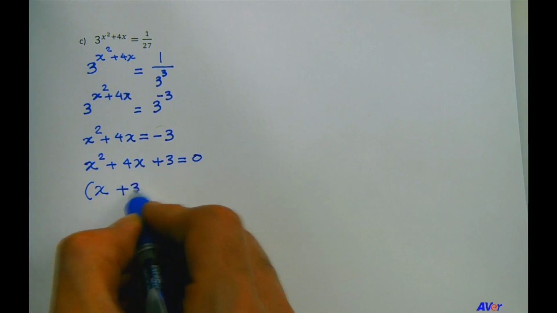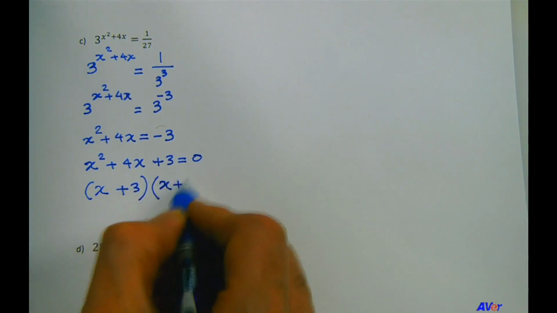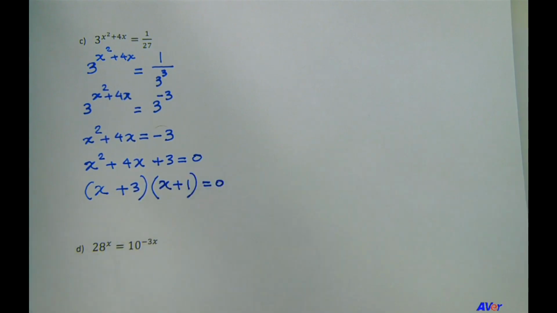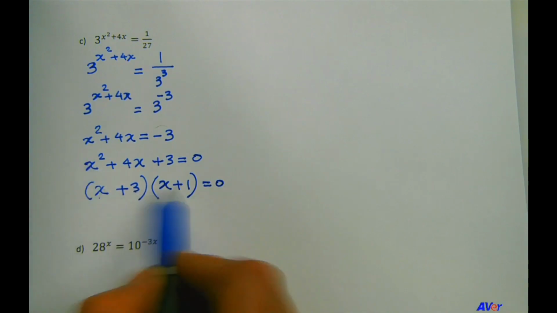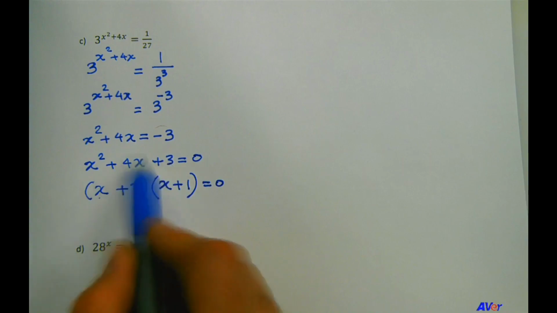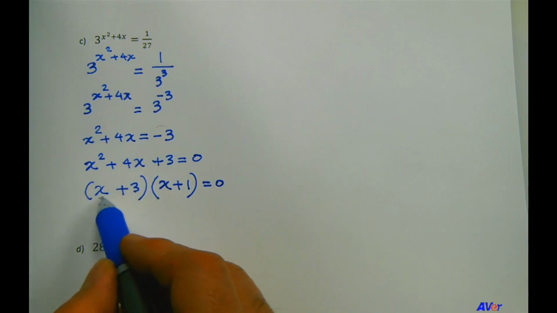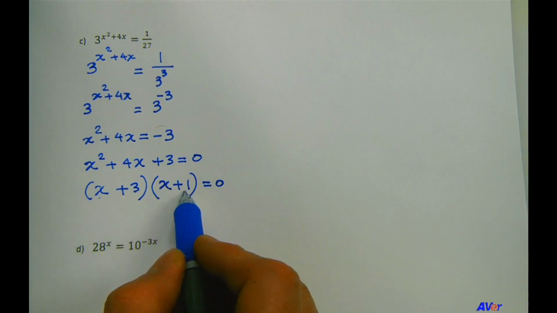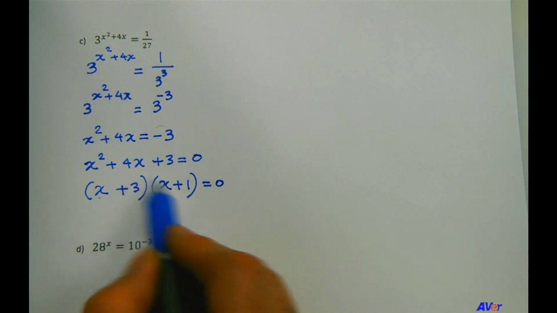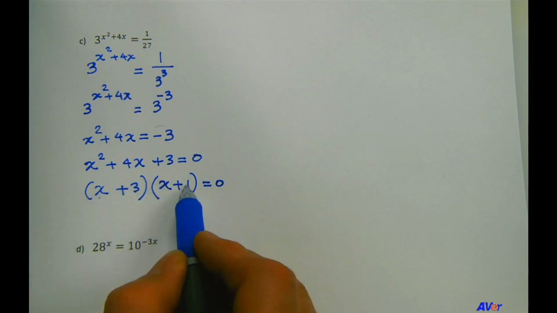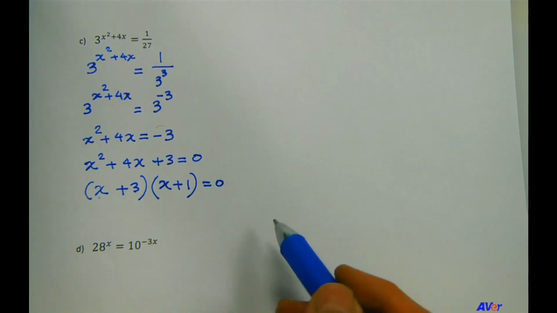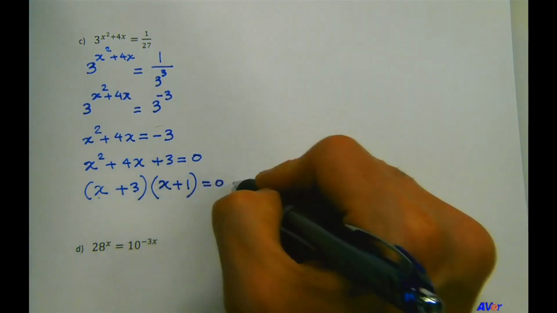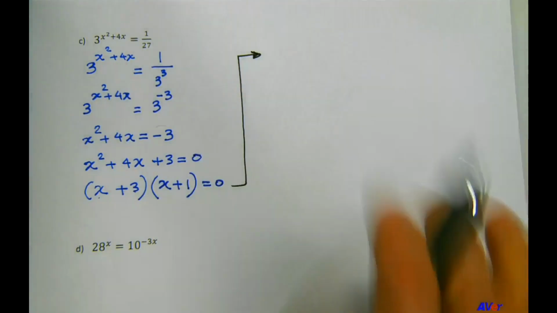And to do that, all we have to do is say x plus 3 times x plus 1 equals 0, right? Because x times x, x squared. 3 times 1, 3. Where are the x terms coming from? The x terms coming from x times 1, which is 1x, plus 3 times x, 3x plus 1x is 4x, which is what we have here. So you can FOIL this and get the same result. All right, so now let's solve for each solution.